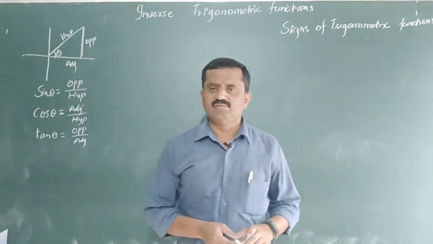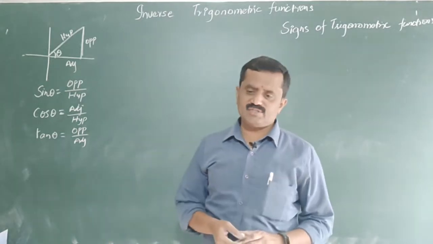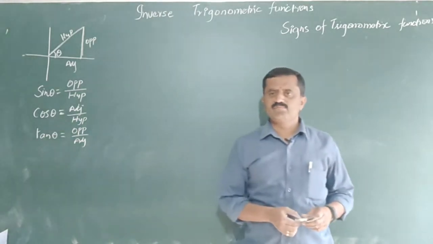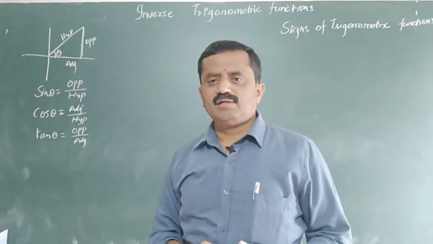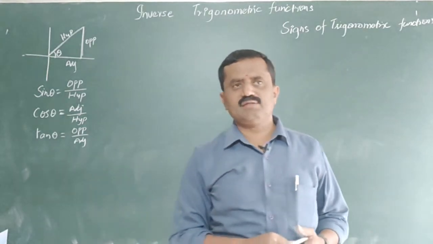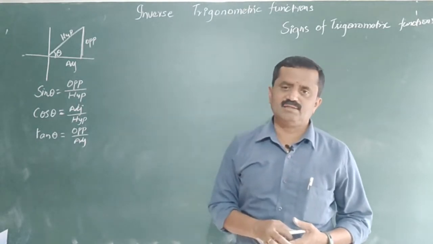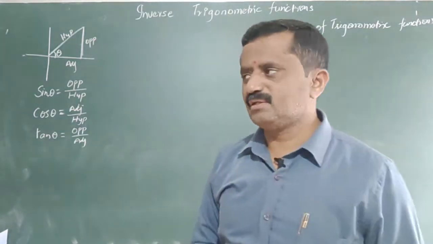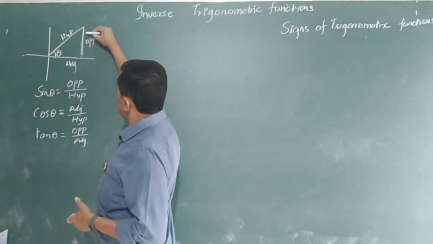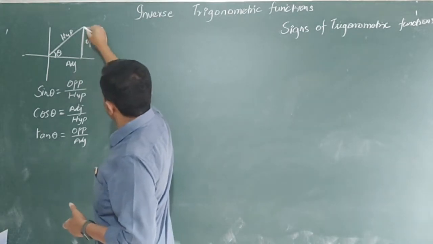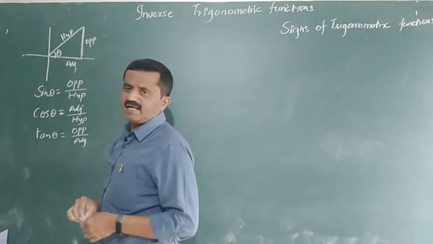Today we'll start with a new chapter, Inverse Trigonometric Functions. Dear children, before proceeding with this chapter, let us recall the formulas and trigonometric ratios which we have learnt in the first year PUC. Here, if theta is the angle, then this side is known as opposite, this side is known as hypotenuse, and this is known as the adjacent side.